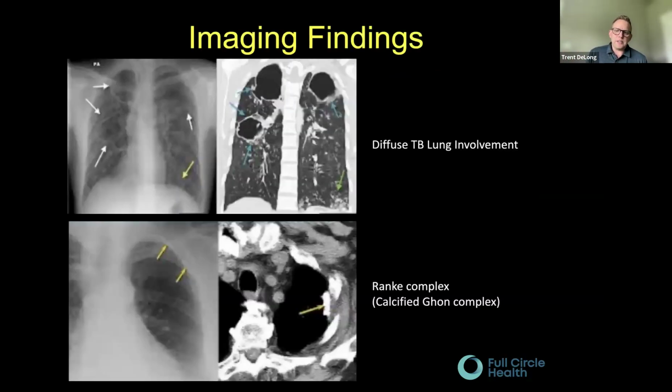As far as active TB imaging findings, here are some pictures of active TB, diffuse lung involvement, as you can see, with some cavitary lesions here and here and here. And then you can get a Ranke complex, which is a Ghon complex, which is calcified. Here is an X-ray imaging finding, which is somewhat difficult to see, of a Ghon complex. And on CT imaging right here, you can see that as well.